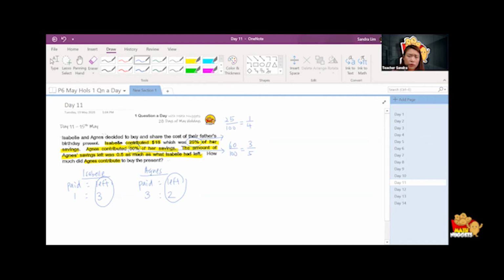I cannot half 3. Half of 3 is 1.5. But that's Agnes has 2 left. So let's see, how do I halve it? We will probably need to change this to 6 and change this to 12, so that this Agnes has half as much left as Isabel. Do you see that? Okay, so you just got to think about how to make it half.